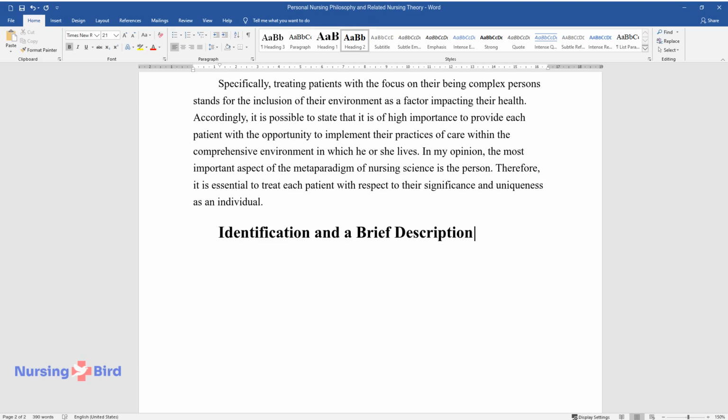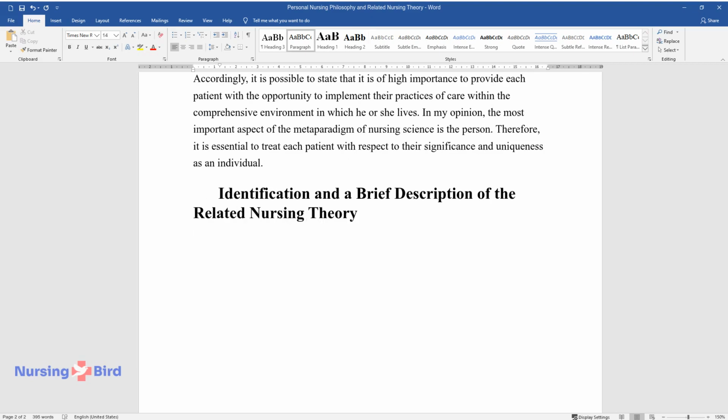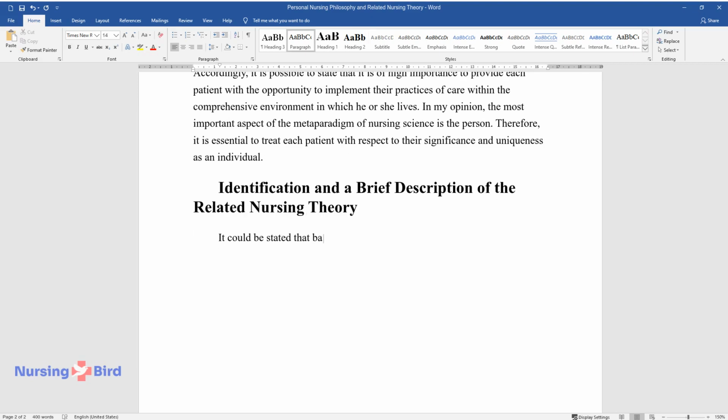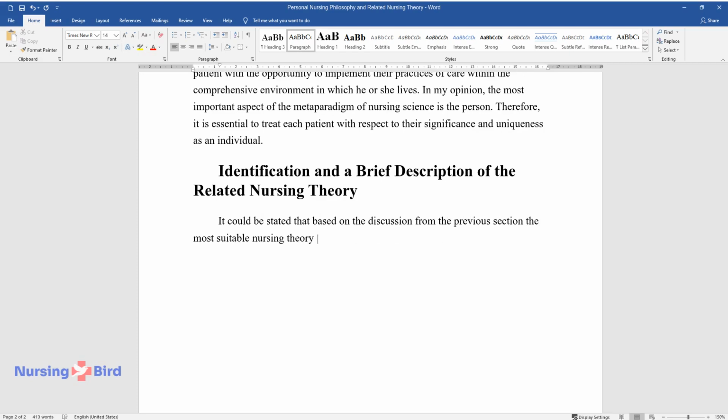Identification and a brief description of the related nursing theory. It could be stated that based on the discussion from the previous section, the most suitable nursing theory would be Dorothea Orem's self-care deficit nursing theory.